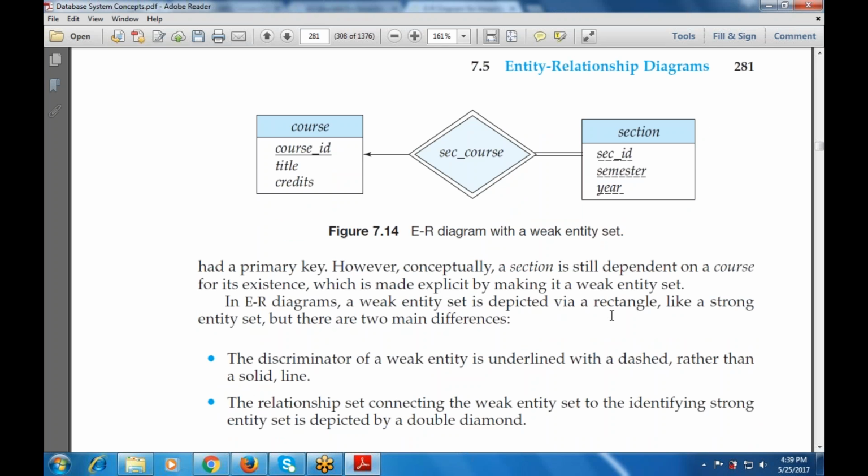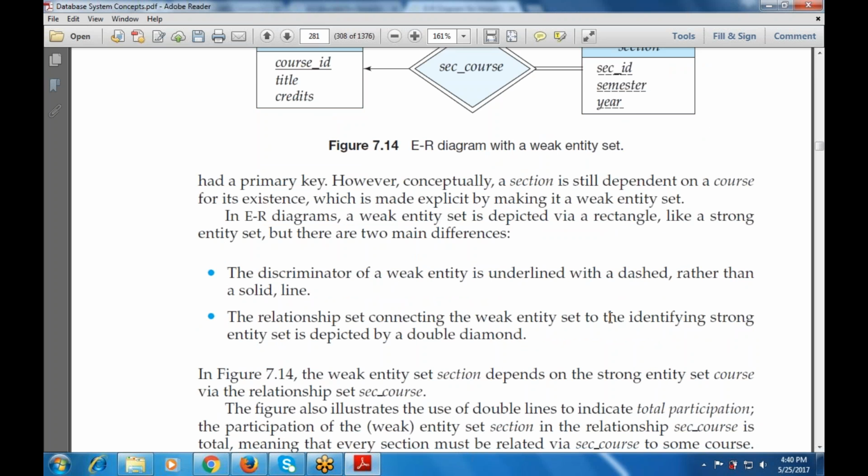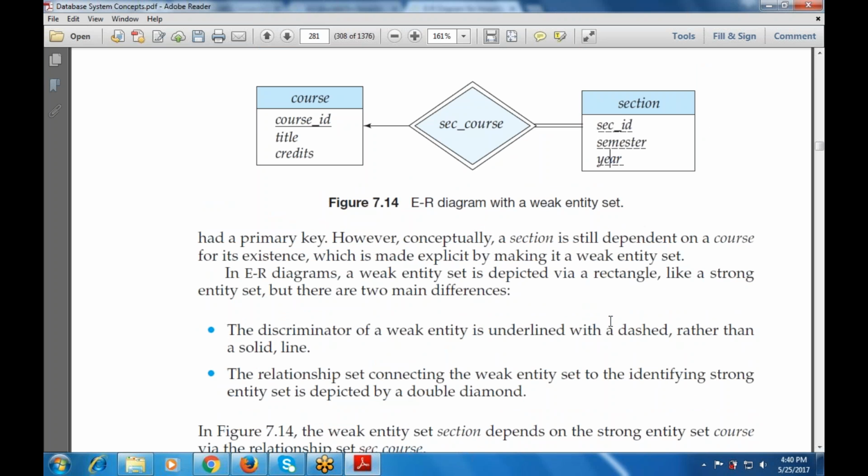A weak entity set is depicted by a rectangle like a strong entity set, but there are two main differences. One is that the discriminator of a weak entity set is underlined with a dashed line rather than a solid line. And the relationship set connecting the weak entity set to the identifying strong entity is depicted by a double diamond. This is a single and a double.